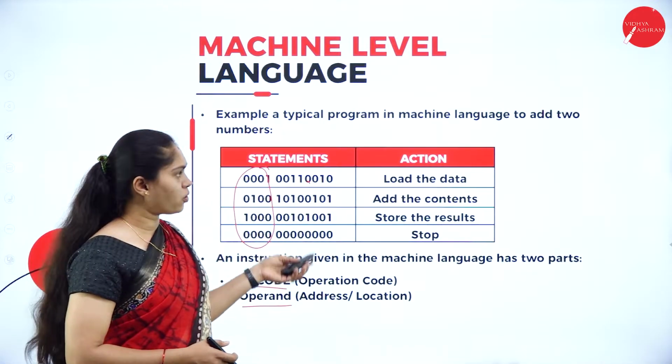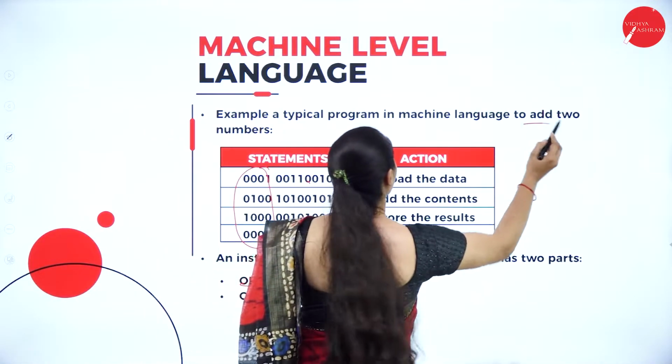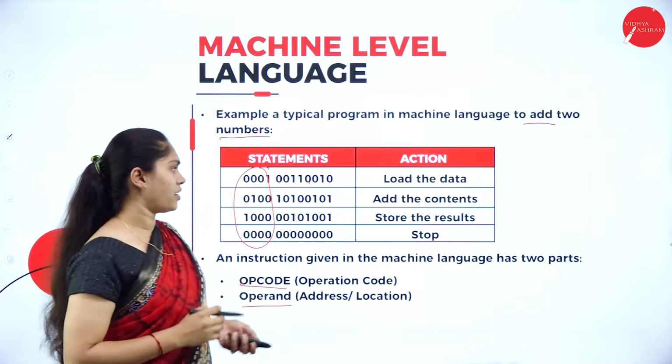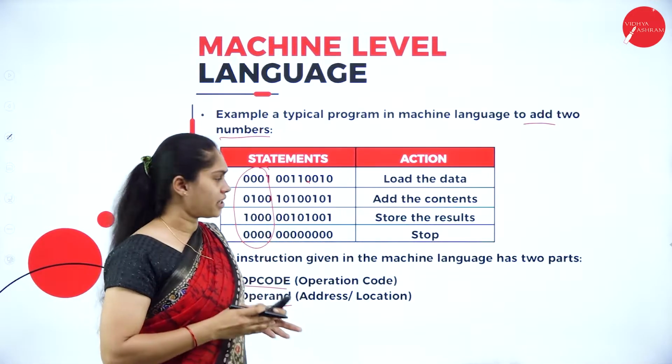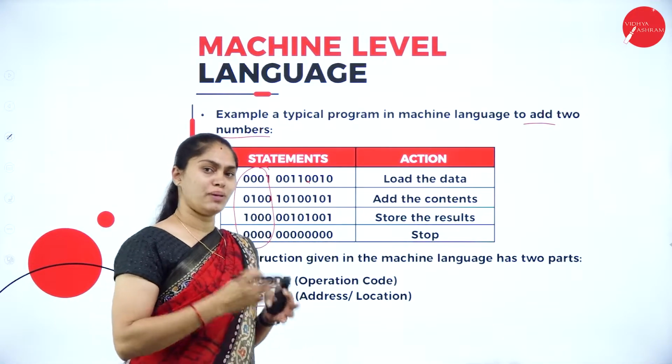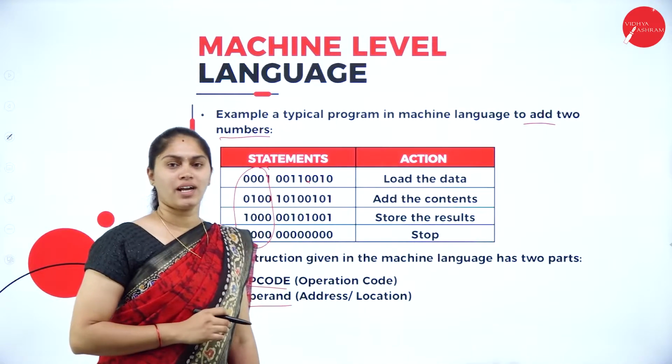So this is a simple program. In order to add two numbers, we load the data and add the contents. After adding, the result should be stored. Once it is done, the program should stop.